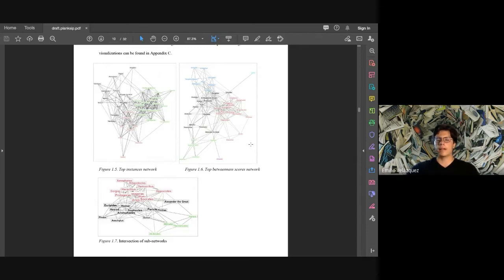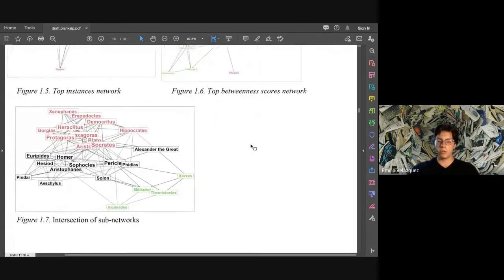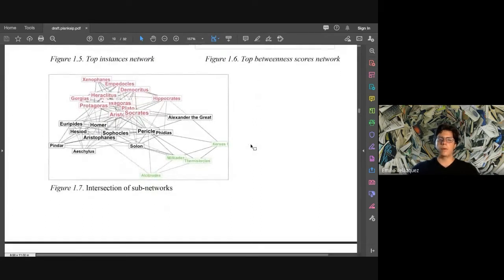And we can even prune this even further by focusing on intersection, that is the people that show up in both of these lists. And once we do that, we essentially have a very condensed list of the people who are the most, it's kind of hard to come up with a word to describe it, but the most prevalent people in the index, I would say.